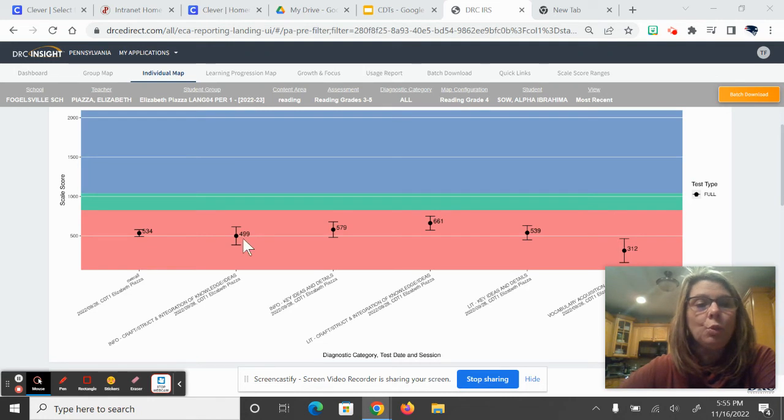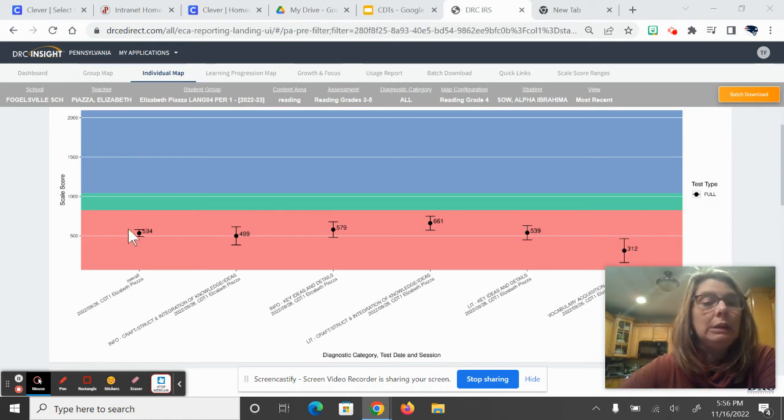You'll notice that the whiskers have different sizes. The different sizes on the whiskers show how comfortable the system is in recognizing whether this student was guessing or if that student actually put in effort. So the smaller the whisker, the more likely it is that the student was trying.